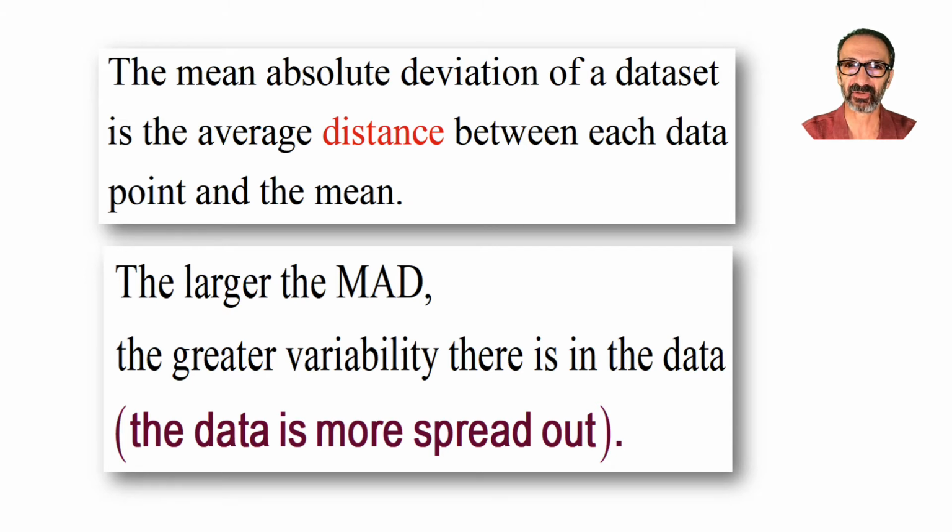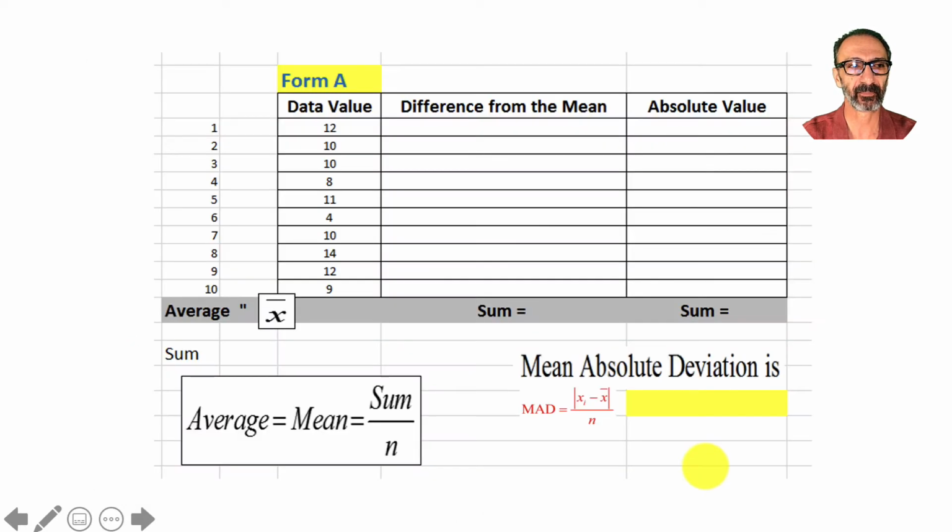I'm going to show you enough examples. Hopefully this idea is going to be so clear. Here's example number 1. I have 10 numbers, and the numbers are 12, 10, 10, 8, 11, 4, 10, 14, 12, 9. They're not in order. We need to find the sum, then find the mean, divide the sum by 10 numbers, and put it right there.